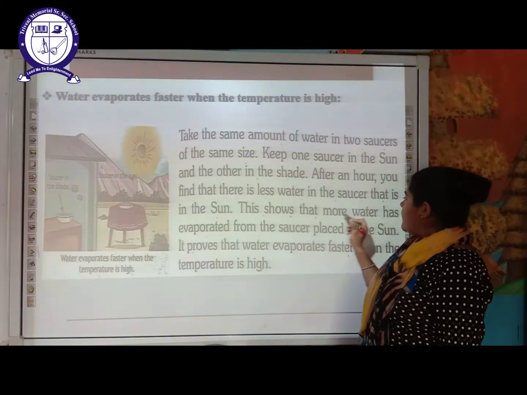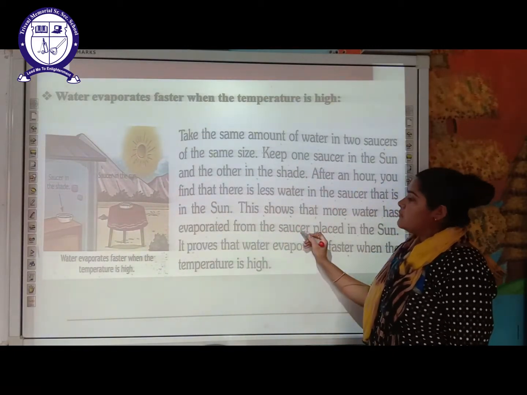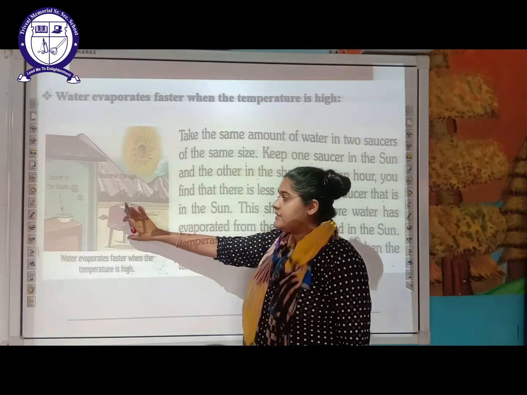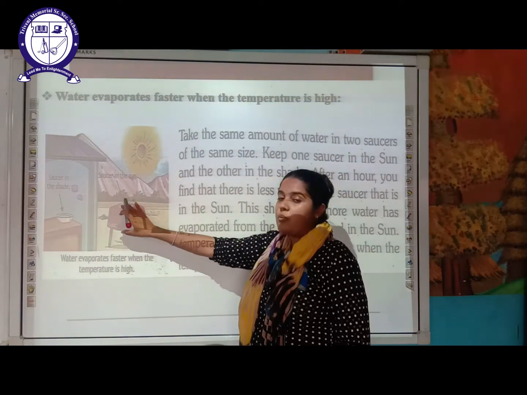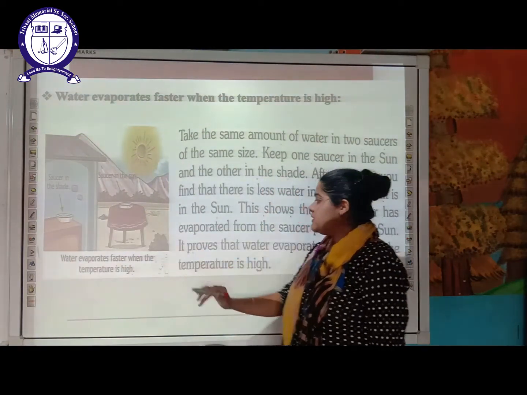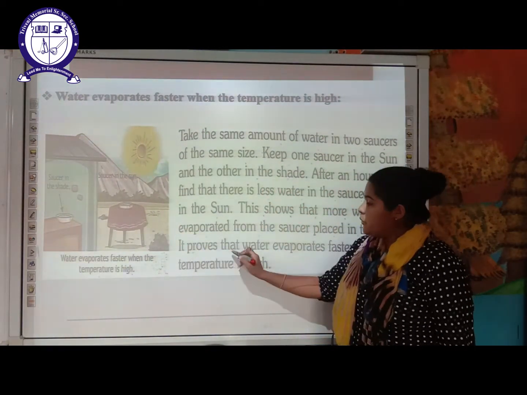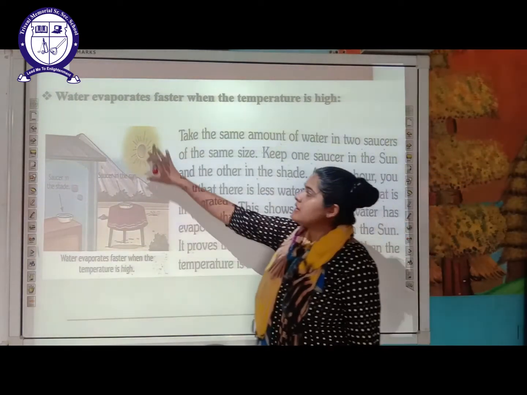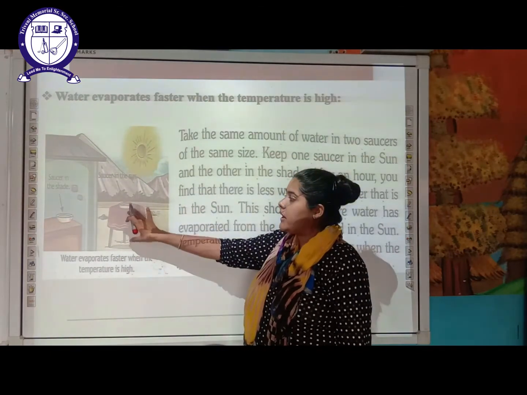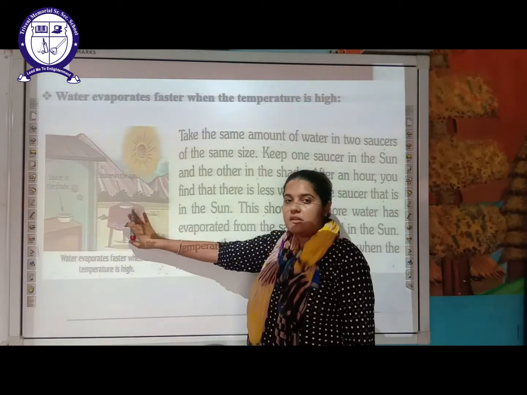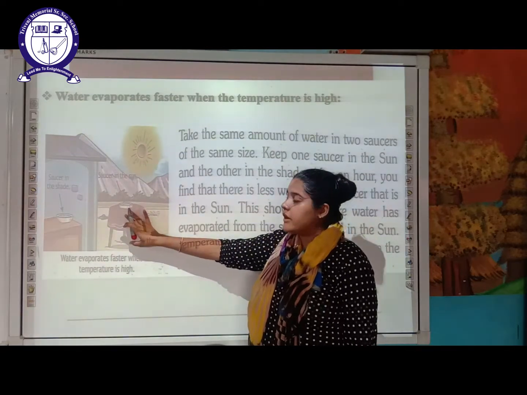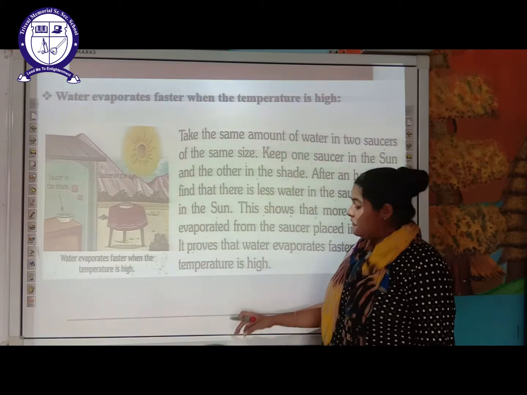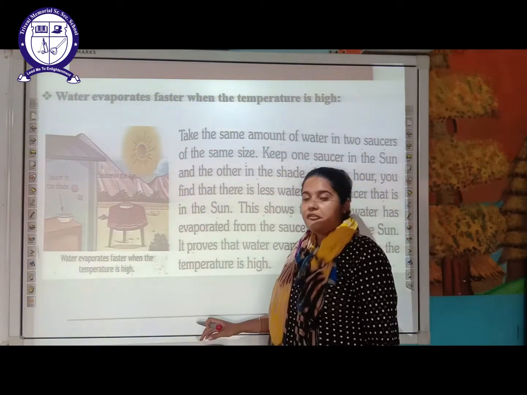This shows that more water has evaporated from the saucer which is placed in the sun. That is why the amount of water is less in this saucer, because more water has evaporated from it. So it proves that water evaporates faster when the temperature is high, because it is kept directly under the sun. After 1 hour you will see less water in this saucer. This indicates that the rate of evaporation is faster when the temperature is high. So this is the second factor which is affecting the rate of evaporation.